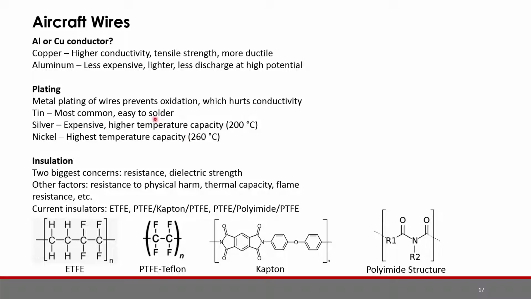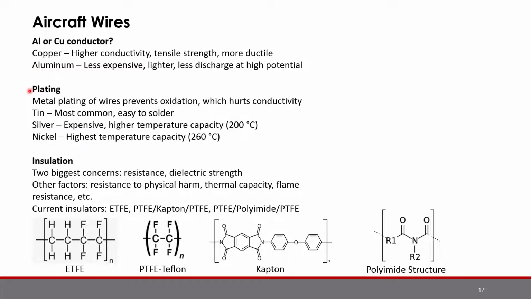Now, more things about aircraft wires. The conductor, most of them are either copper or aluminum. Copper is the one that's used more. It's more expensive, but it's more conductive, stronger, and easier to bend to whatever shape you want. Whereas aluminum is a little bit cheaper, it's lighter, and it has less discharge at high potential, meaning there's less possibility of potential being carried to other circuits. So there's less electrical interference there. Copper is still the more used one.